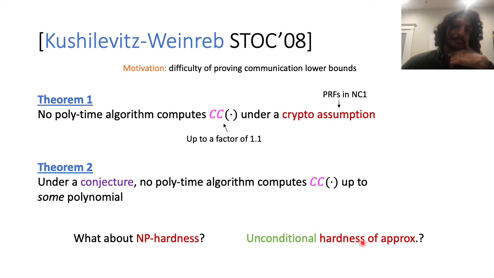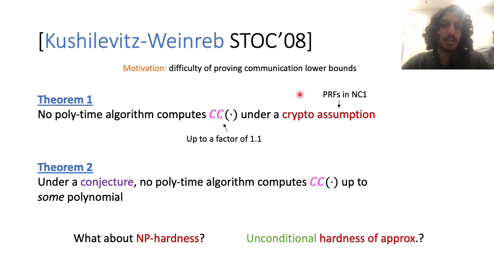Another question is about this hardness of approximation. Can we make this hardness of approximation maybe a little bit more believable? Can we remove this conjecture here and just show hardness of approximation based on a believable crypto assumption, or maybe even better, an NP hardness assumption?